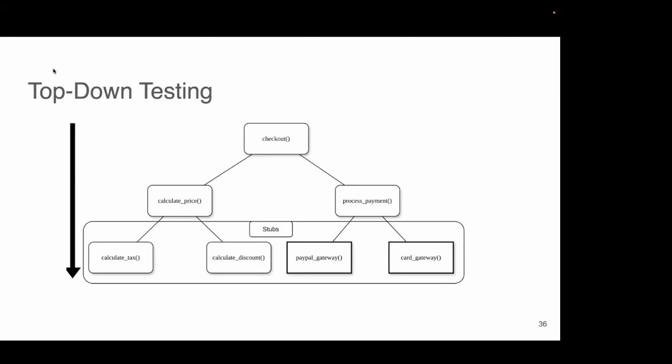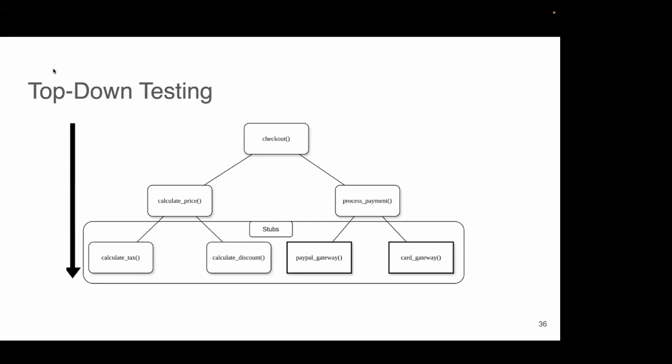So if you want to check out something, you put things in your basket, and then you click on checkout. First of all, you need to calculate the price, because nothing in life is free. So you might need to calculate the tax and calculate the discount. And then you also need to pay for it. So you also have a process payment function.